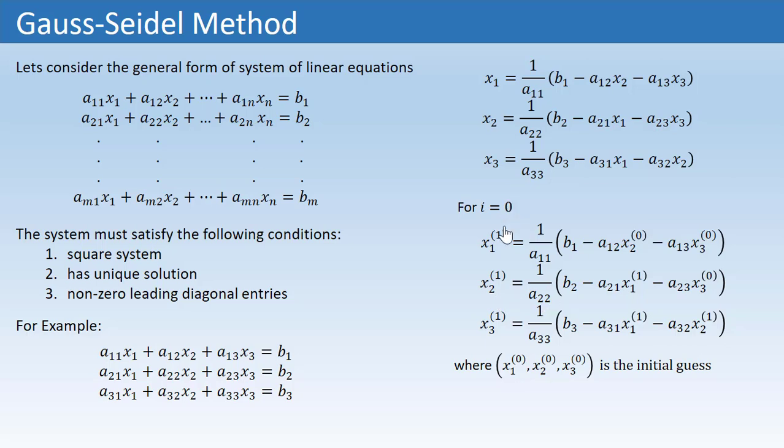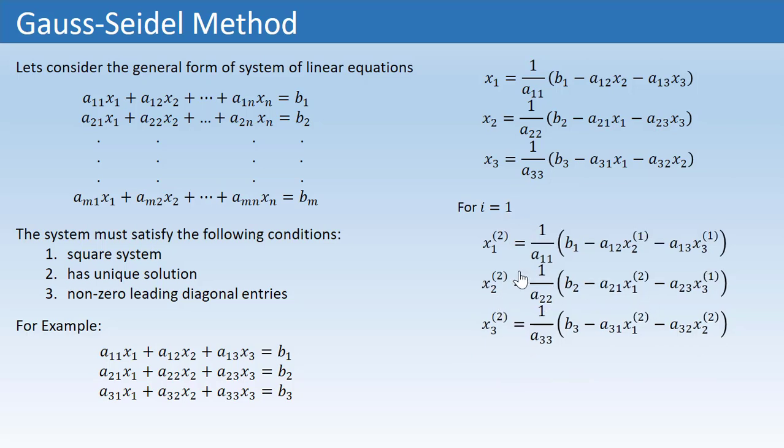For i equals 1, you will get the solution expression for the second approximate solution, and on the right hand side you can see that you need the first approximate solution of x2 and x3 to calculate the second approximate solution of x1. You need the first approximate solution of x3 and the second approximate solution of x1 to find the second approximate solution of x2. Similarly, you need the second approximate solution of x1 and x2 to find the second approximate solution of x3. We continue this process until we get two successive approximate solutions the same.